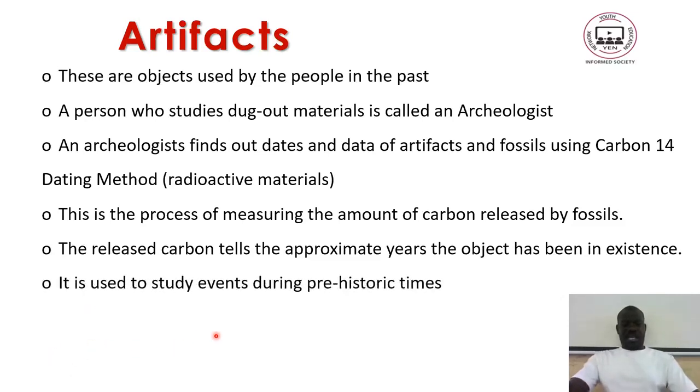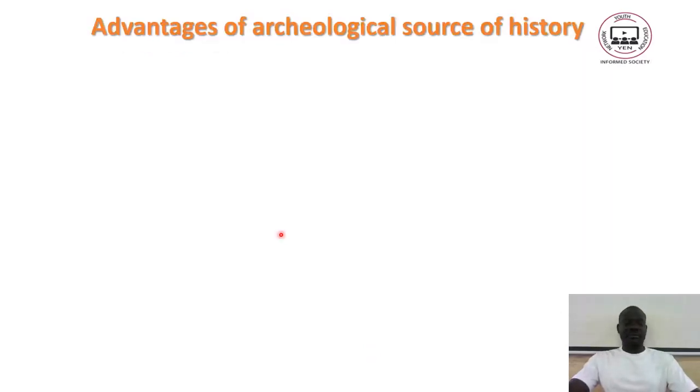It is used to study events during the prehistoric times. So with the carbon-14 method, usually you can use it to study the artifacts that were used in the prehistory. Remember, this is before writing and reading was invented. Therefore, people were using things. So how do we know the age of those materials? So we use the carbon-14 dating method. What are the advantages and disadvantages of archaeological sources of history?